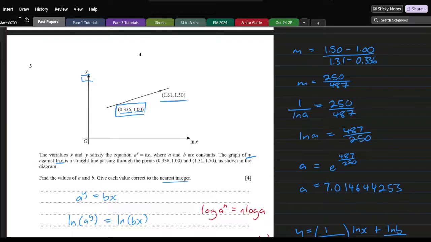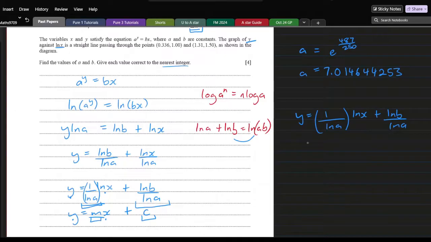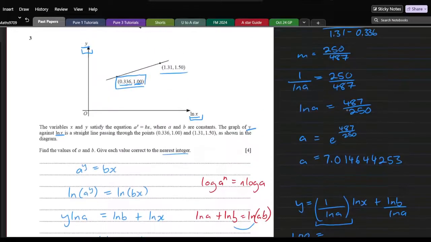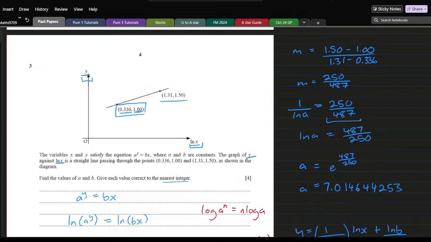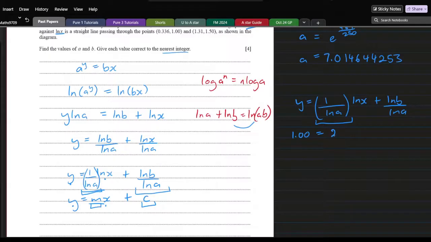Remember, our graph is y against ln x, so it means that this first part here represents ln x and not x, and then the second part, the 1, represents y. Okay, so let's substitute that into our equation. So our y is 1.00, and this is equal to 1 over ln a. We said 1 over ln a is the gradient, and this is equal to 250 over 487. So 250 over 487, and this is being multiplied by ln x.